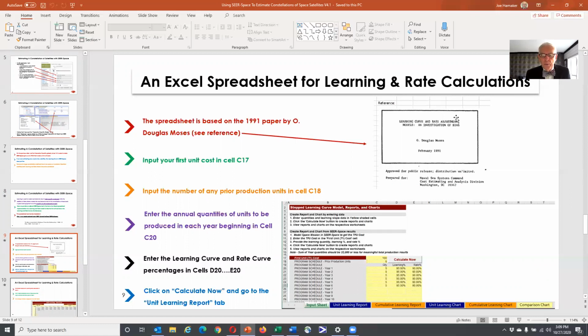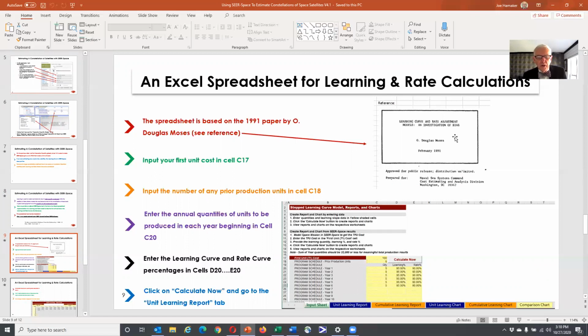So in this spreadsheet, which is depicted in the bottom right-hand corner, we need to make several inputs. First thing we need to do is make our first unit cost input in cell C17. And here I've just put that in as 100 units of money today for illustrative purposes. The next thing we do is input the number of any prior production units in cell C18. Now it's fairly unusual to have a situation where you've got a restart of a learning curve after a prior production run. But if you do have that situation, you can model it with the spreadsheet by entering the number of prior production units in cell C18.